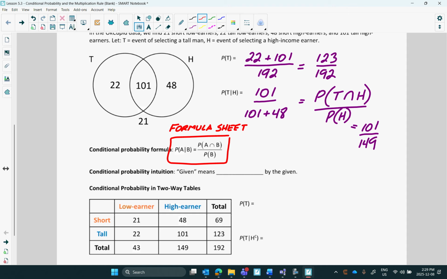So what's the probability of A happening given that B has happened? It's the probability that they both happen divided by the probability of B happening. Okay, so given means divide by the given.